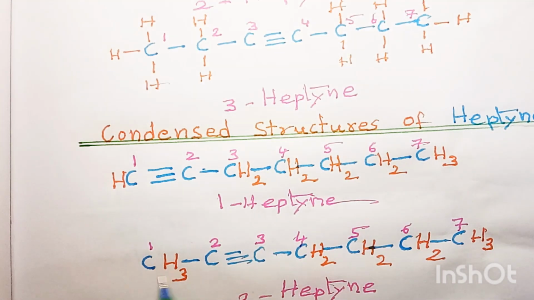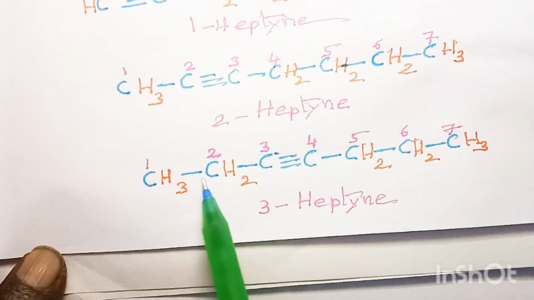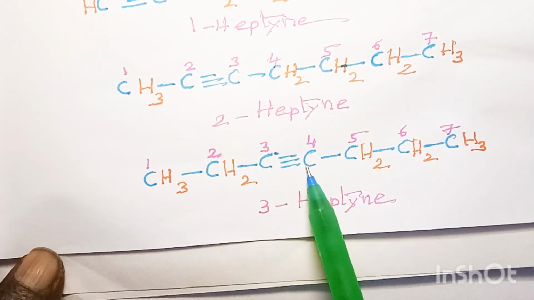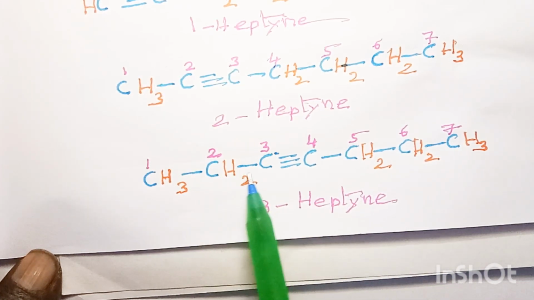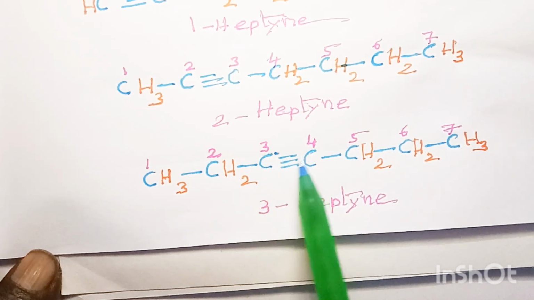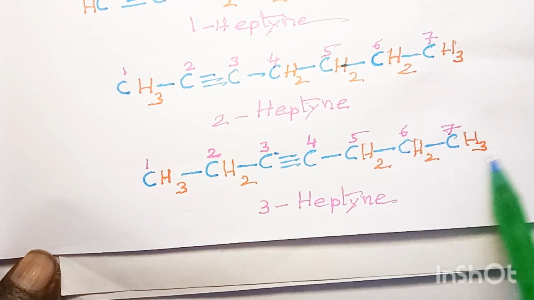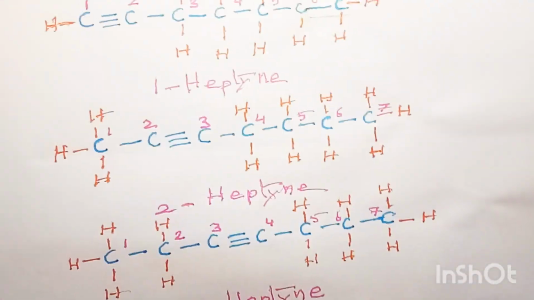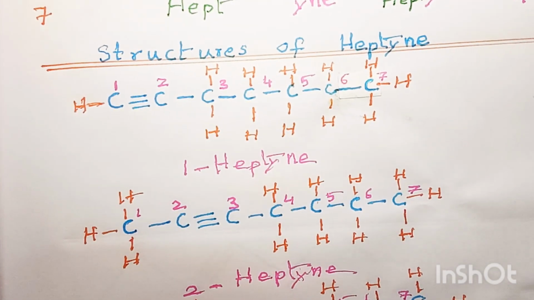CH triple bond C, single bond CH2, single bond CH2, single bond CH2, single bond CH2, single bond CH3. This is 1-heptyne. Similarly, 2-heptyne: the triple bond should be between the second and third carbon. 3-heptyne: the triple bond should be between the third and fourth carbon atoms. So this is written as CH3, single bond CH2, single bond C, triple bond C, single bond CH2, single bond CH2, single bond CH3. This is 3-heptyne. So heptyne has 3 structures: 1-heptyne, 2-heptyne, 3-heptyne.